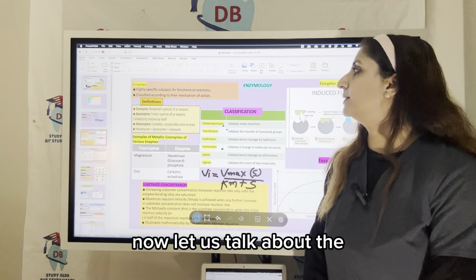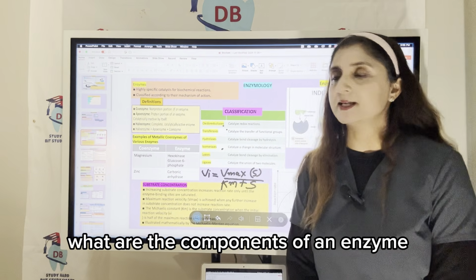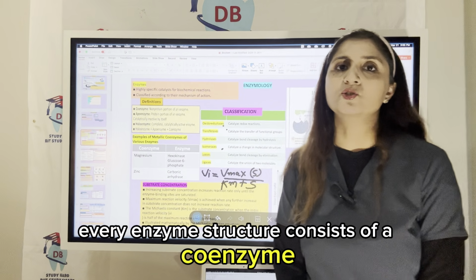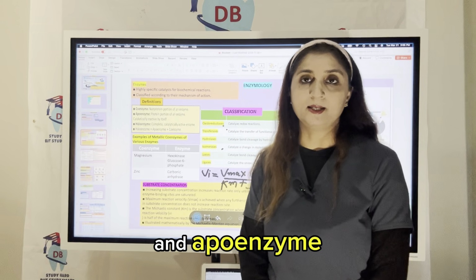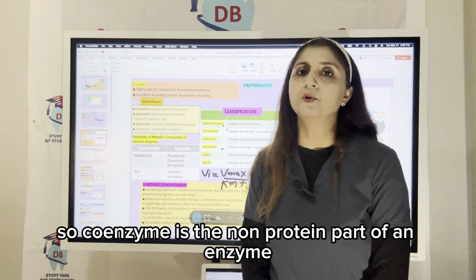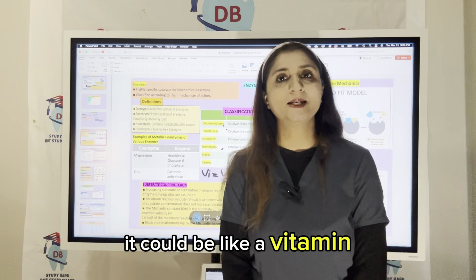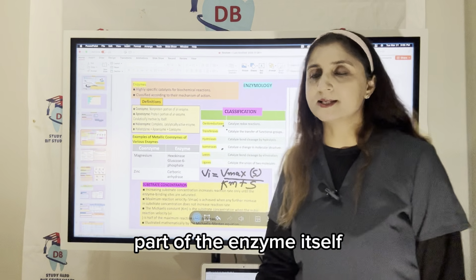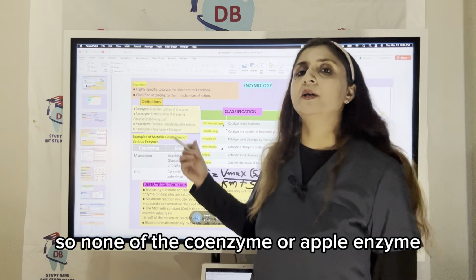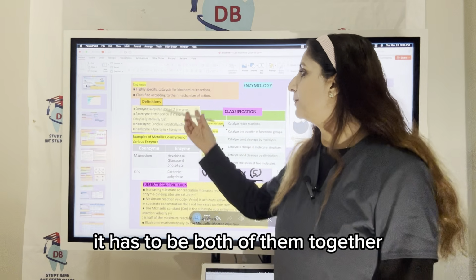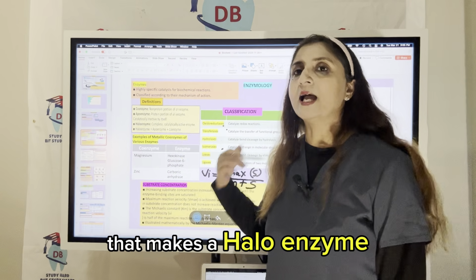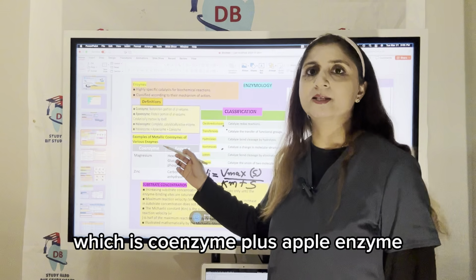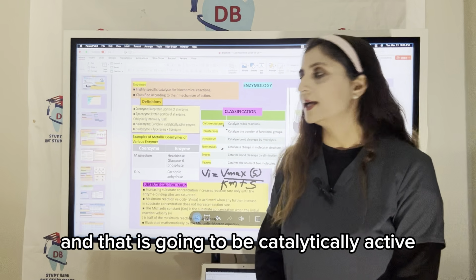Now let us talk about what are the components of an enzyme. Every enzyme, students, consists of a coenzyme and an apoenzyme. So coenzyme is the non-protein part of an enzyme. It could be like a vitamin, a mineral, iron. Well, the apoenzyme is the protein part of the enzyme itself. So neither the coenzyme nor the apoenzyme is functionally active on its own. It has to be both of them together. That makes a holoenzyme, which is coenzyme plus apoenzyme, and that is going to be catalytically active.